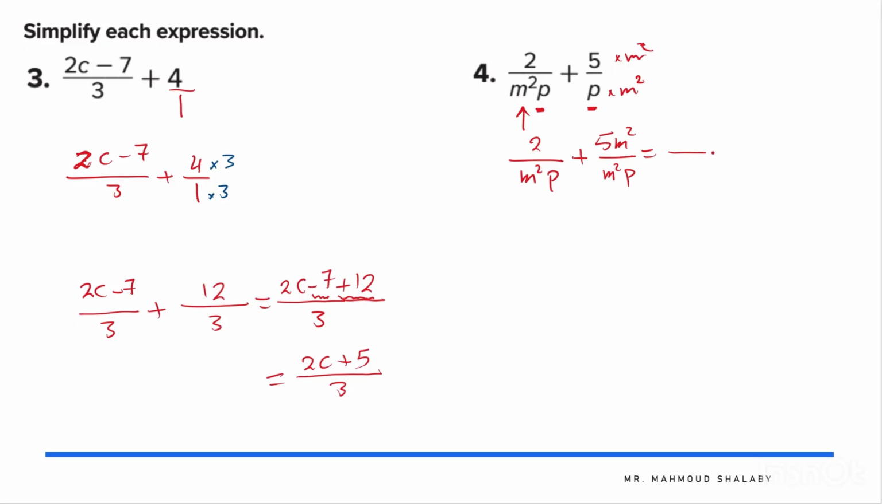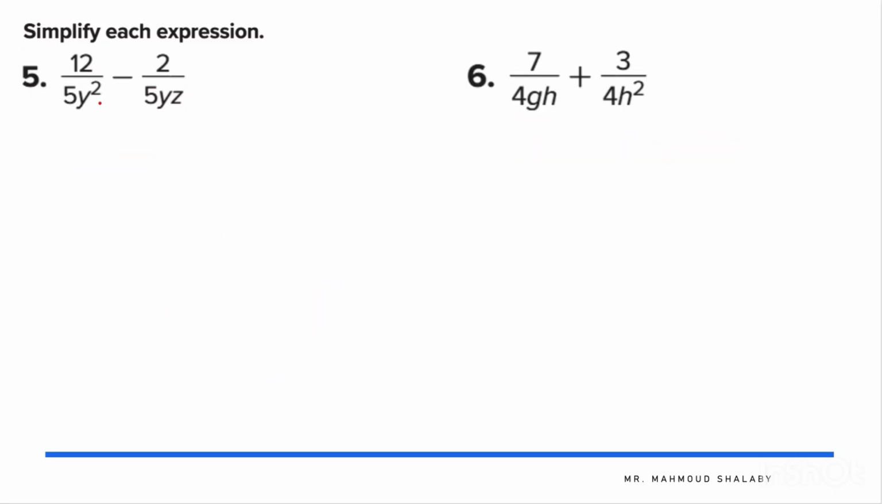Now, are the denominators the same? Yes, so m squared p, and I will add the numerators 2 plus 5m squared. Can I simplify this more? The answer is no, because they are unlike terms. This includes m squared, and this is only a number which is an absolute term. Like here, we can add negative 7 to 12 because both are numbers, but here we have 2c, which is an algebraic term we cannot add to a number, so we will stop here.